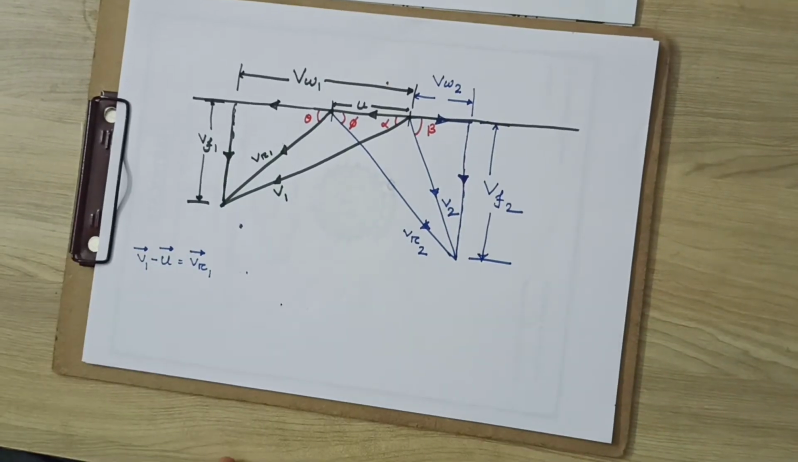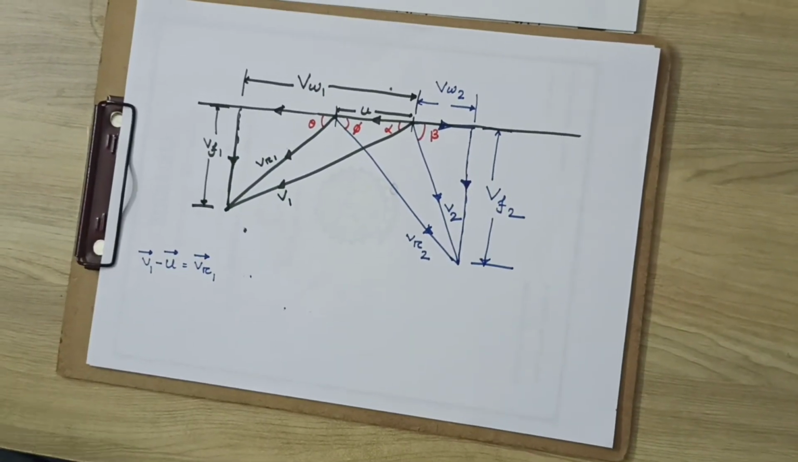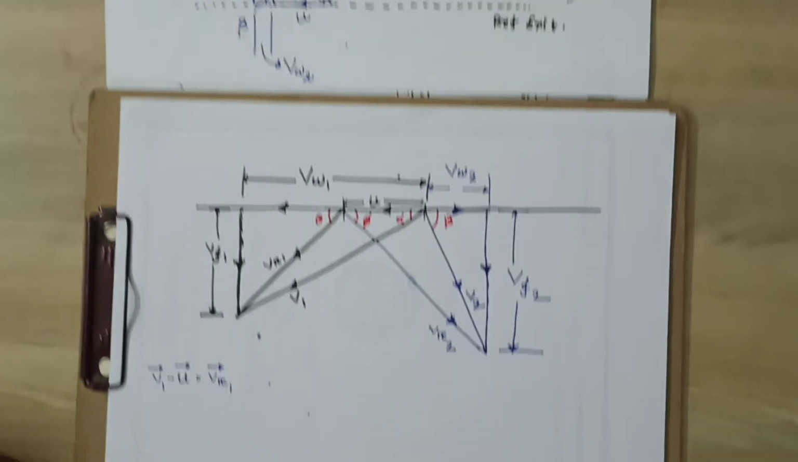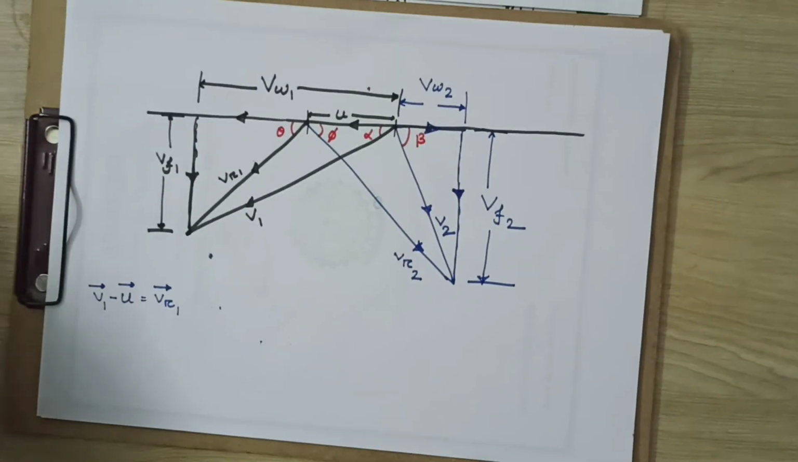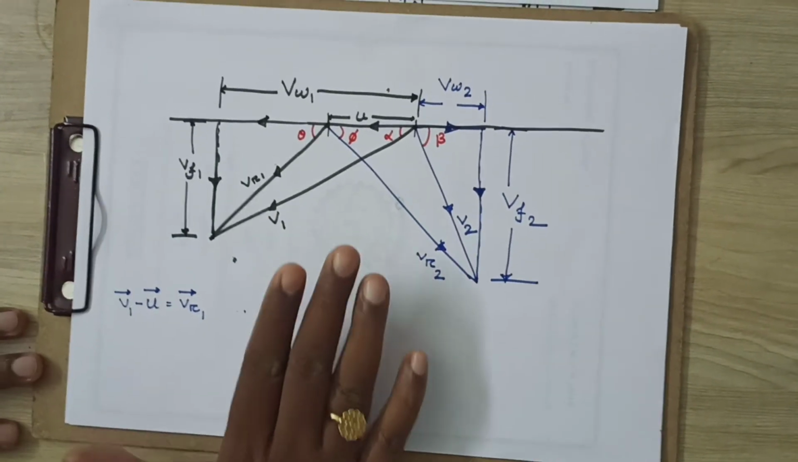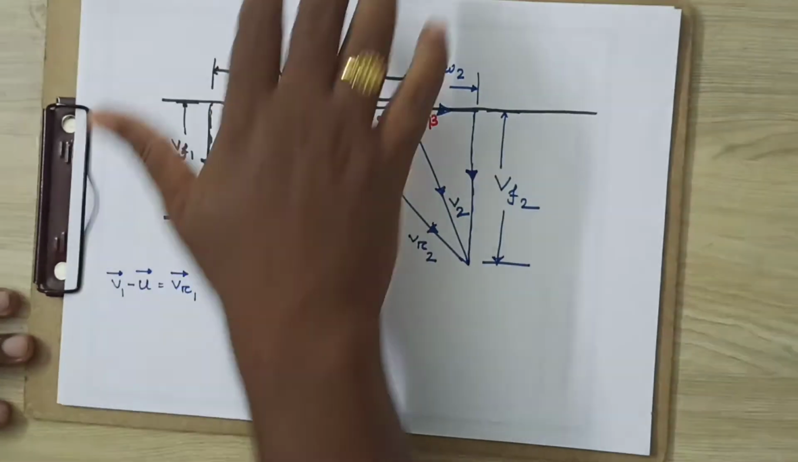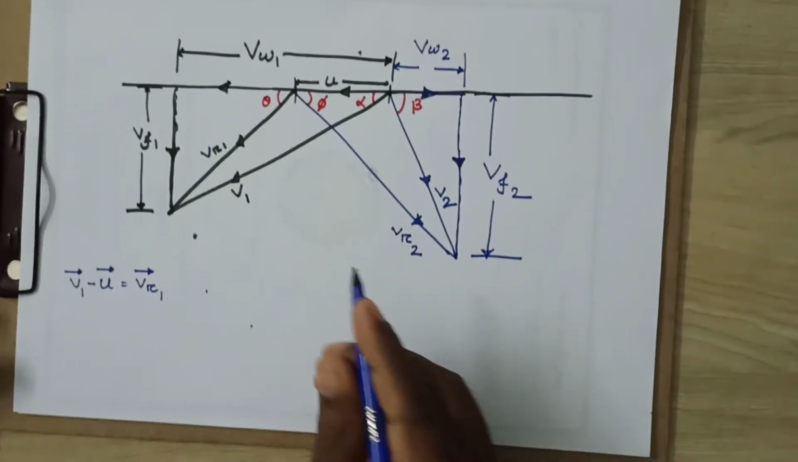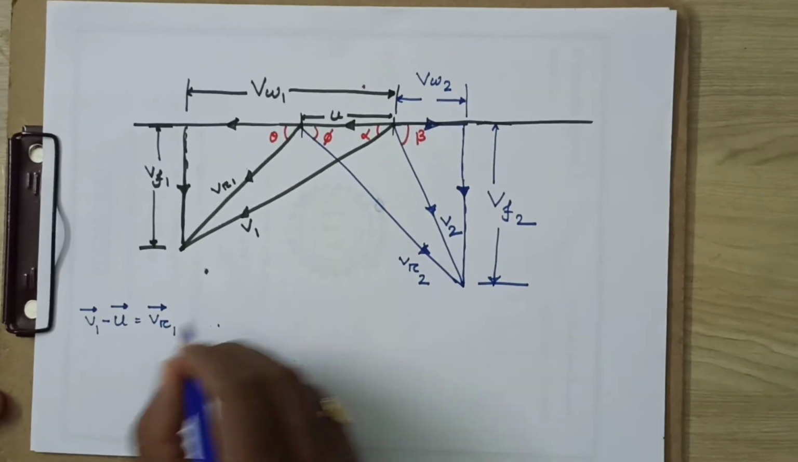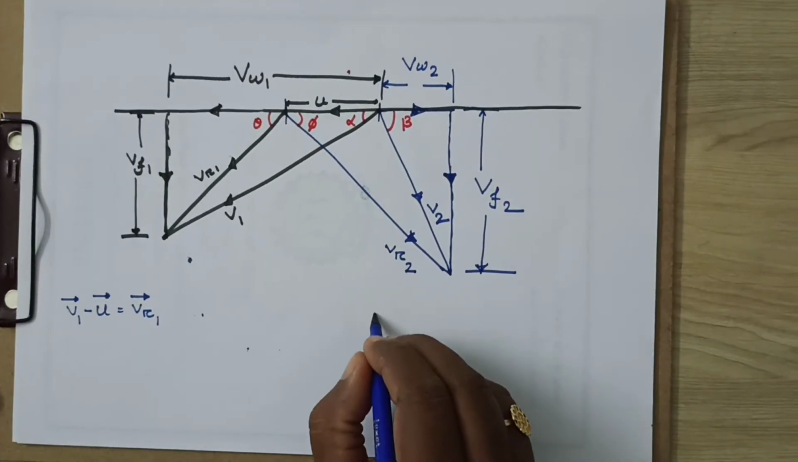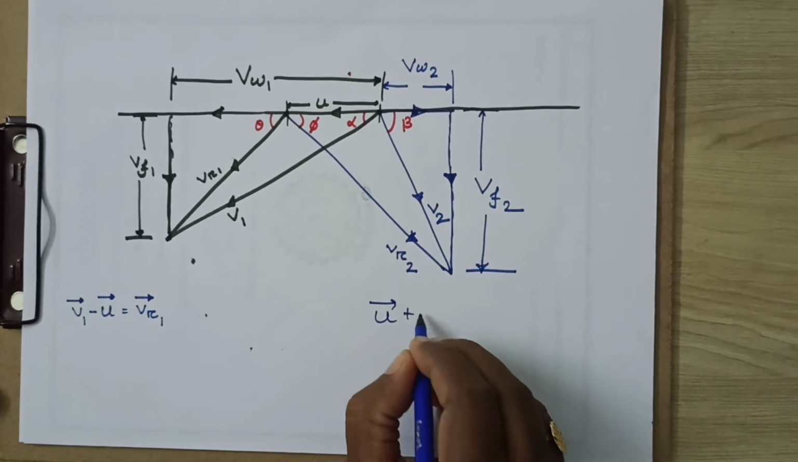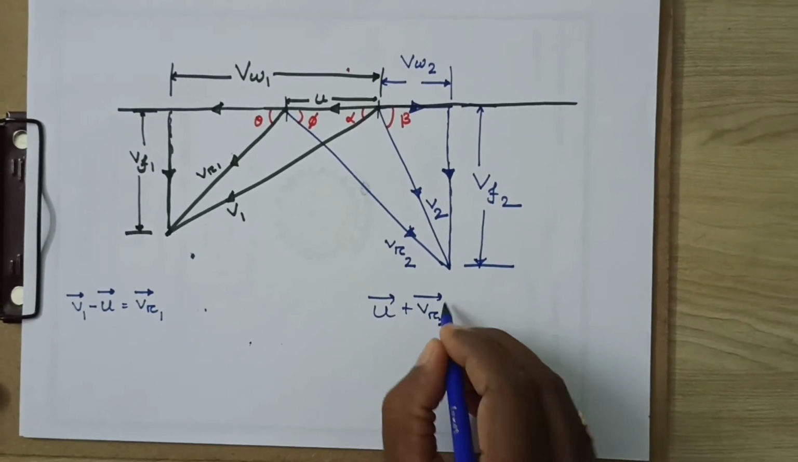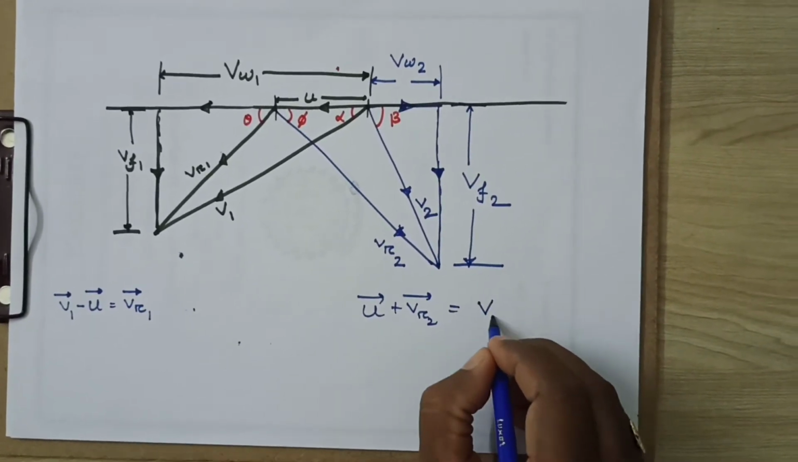This is the combined velocity triangle. We have to extract from this portion to here. Okay. So you remember both of these, and we will use this one in problem solving, not the other one. We can go for some graphical approach in problem solving. And here this vectorial summation I can write: u plus Vr2 gives rise to V2.